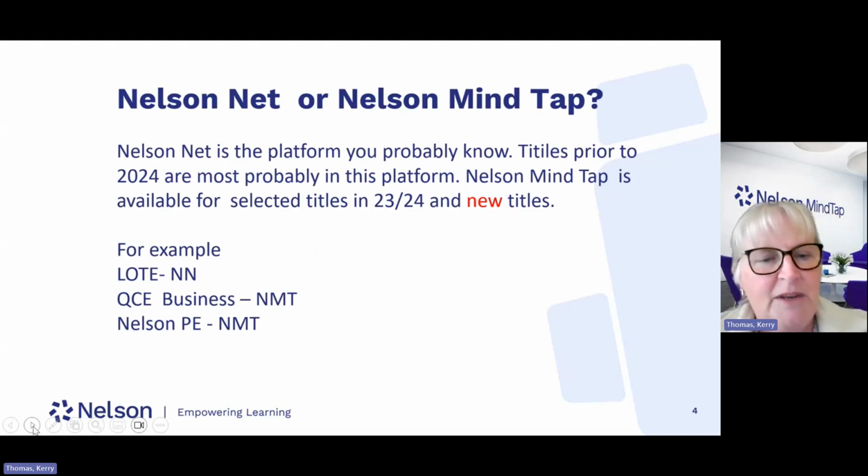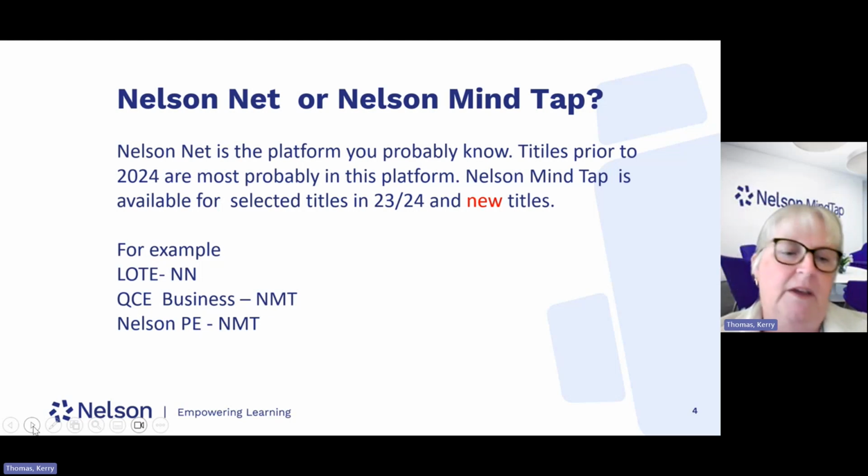And then another thing that we need to make you all aware of is many of you know that we have an existing platform called Nelson Net and we have our new platform called Nelson MindTap. So we are slowly migrating to Nelson MindTap. But for the purposes of you knowing which one is which, if you've got LOAP materials that you're using in senior, that will be sitting in Nelson Net, and anything new pretty much from this year onwards will be provisioned in Nelson MindTap. So for all our Queensland customers on QCE, boy, you've got a lot ahead of you at the moment. For our Victorian customers with PE, for example, that will all be in Nelson MindTap.